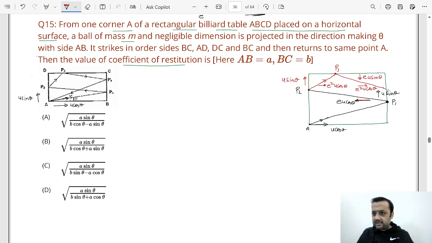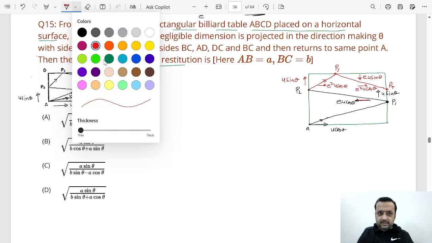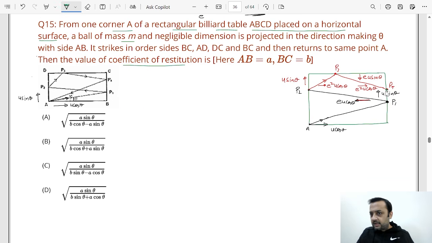And this is the last collision, P4. Again at this collision, what happens? The surface you can see is along the y-axis. So the x velocity will again get changed, and it will become e times of this, that means e cube u cos theta. Finally the ball reaches this point A. Let me write here e cube u cos theta, and the y velocity will not get changed. Y velocity will remain e u sin theta after P4 also.